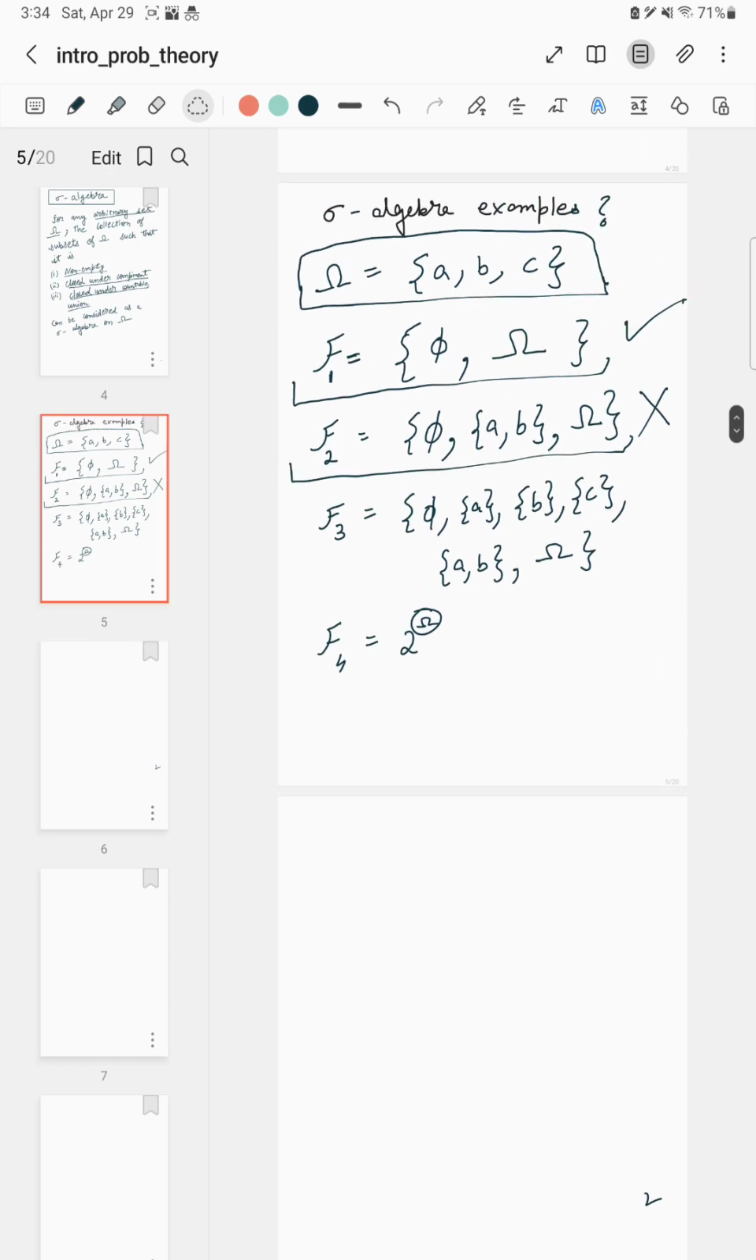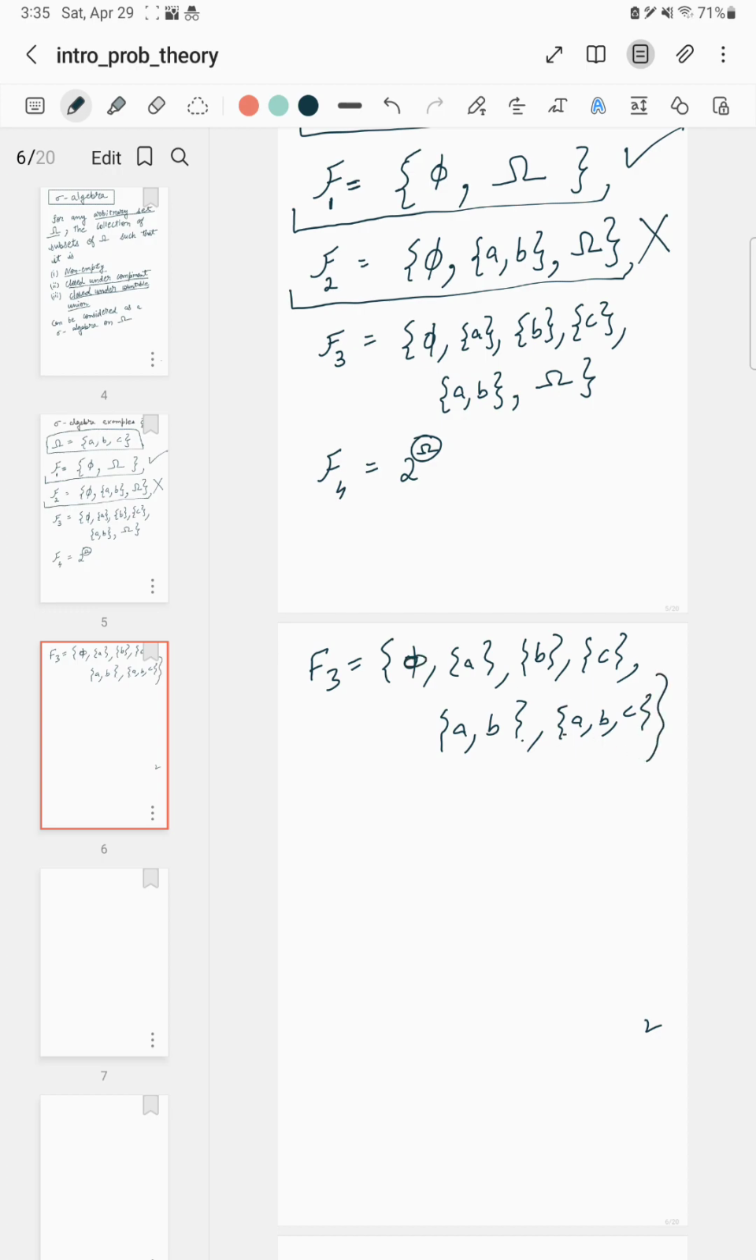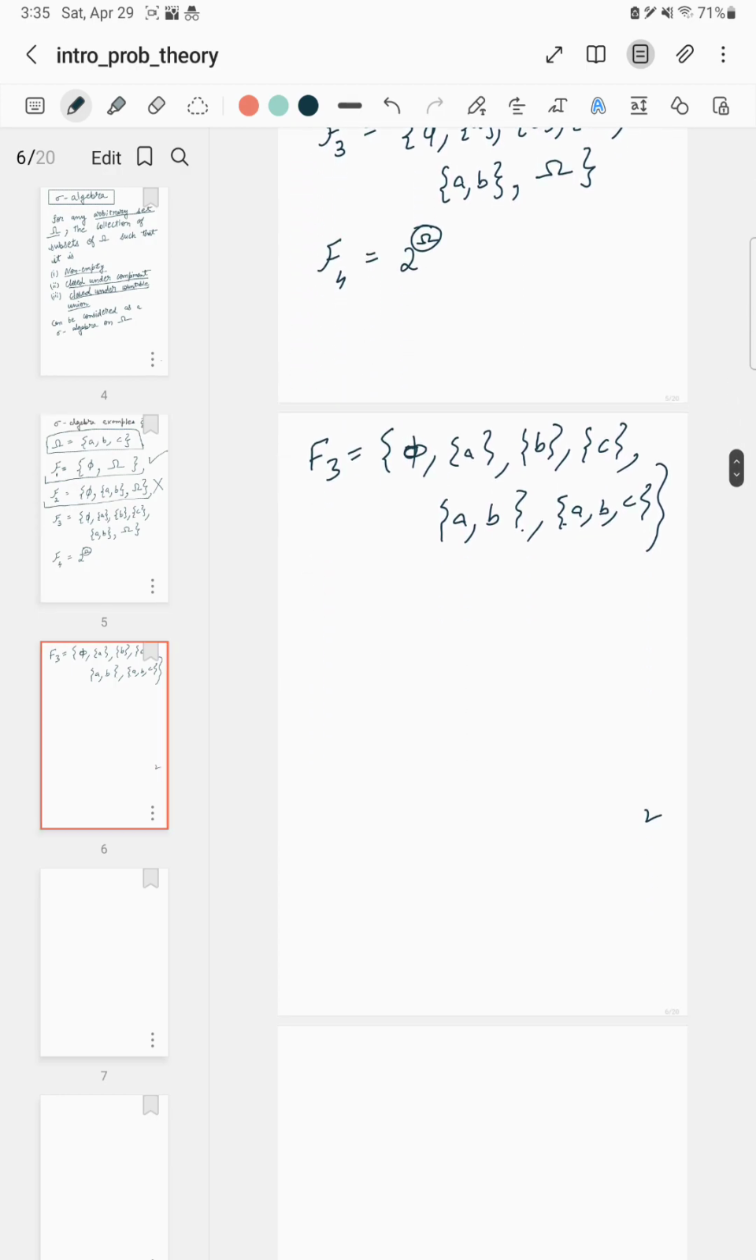Okay, now let's jump to another example, F3. So this set F3 contains phi, A, B, C, A, B and omega, which is A, B, C. Okay, so let's see if it is non-empty. Obviously it's non-empty, it contains a few sets, so F3 satisfies the first condition.